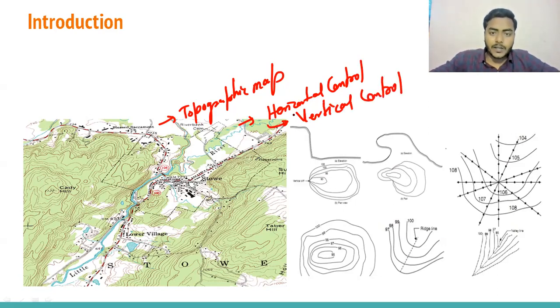So this vertical control we can draw by a hashing line or dotted line, and generally we draw this vertical control by contour lines. We represent the vertical distance and vertical position and vertical elevation. So all this elevation we draw on a topographic map by using the contour lines.